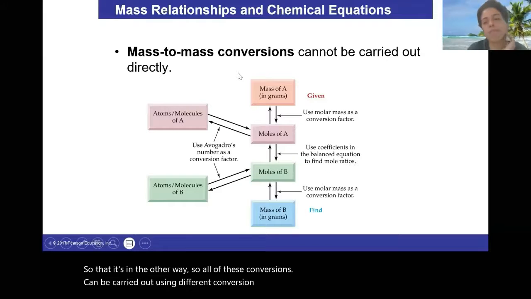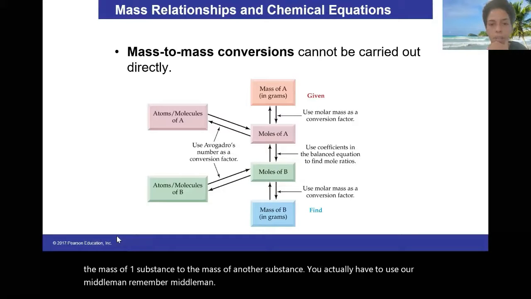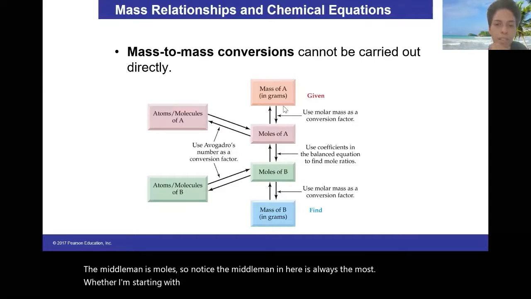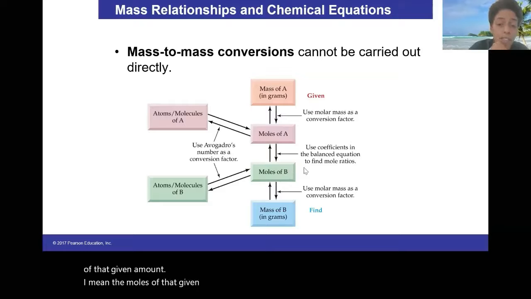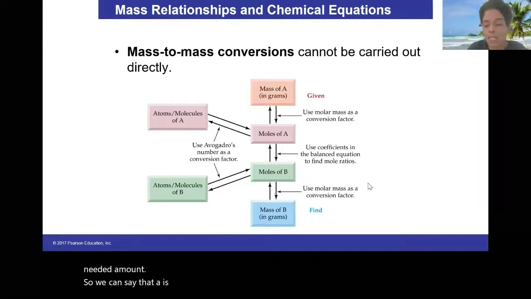So you cannot go straight from the mass of one substance to the mass of another substance. You actually have to use our middleman. Remember, the middleman is moles. Notice the middleman in here is always the moles. Whether I'm starting with the grams of a given amount, I've got to get to the moles of that given amount before I can determine the number of moles of the needed amount. So we can say that A is given, B is needed, right?